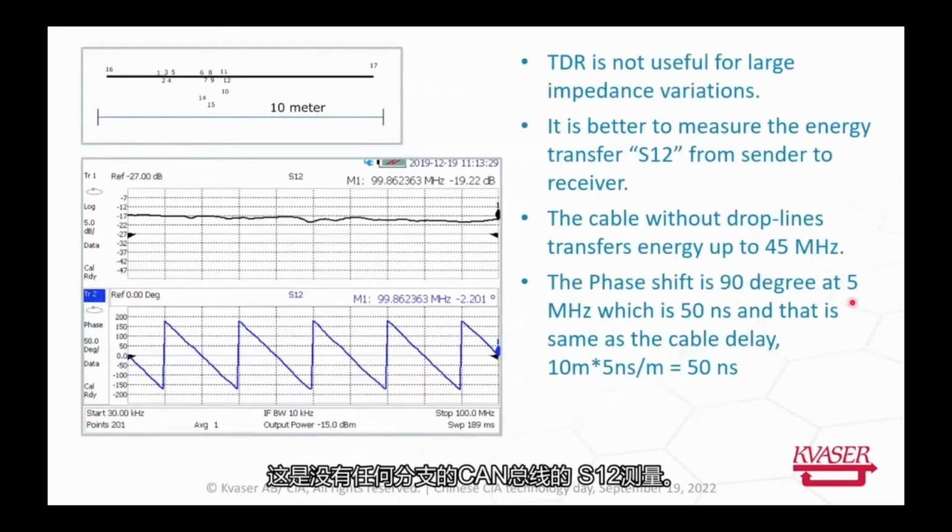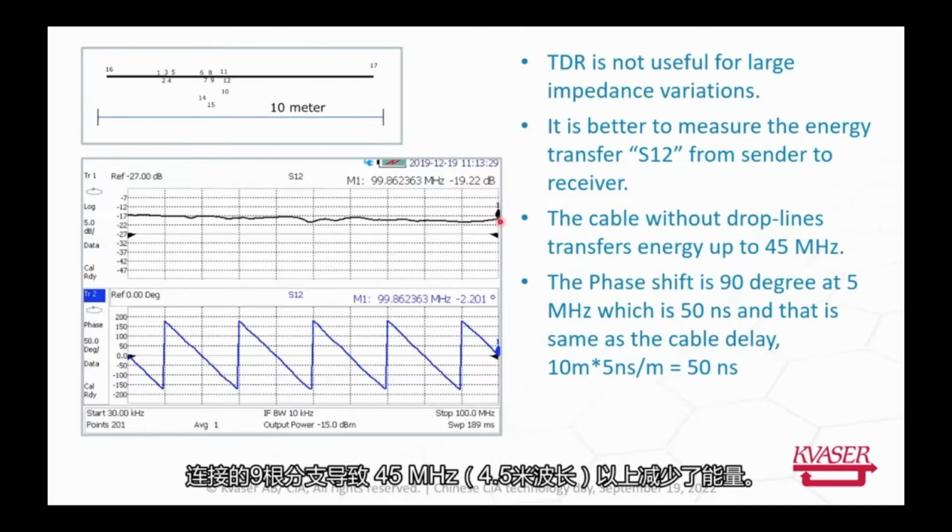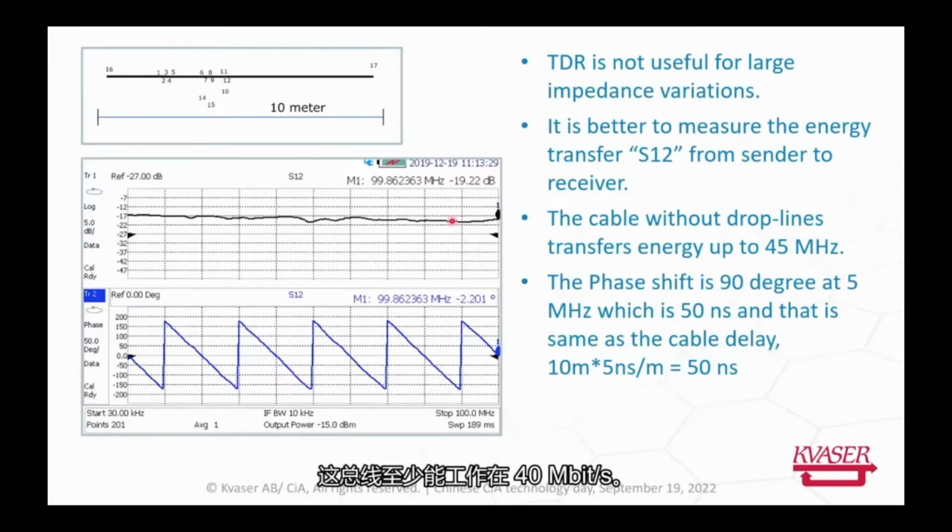This is an S12 measurement on the CAN bus with all drop lines removed. S12 measures the amount of transmitted energy that will reach the receiver. The top graph shows the energy level in the signal from 0 to 100 MHz. The 9 drop line connection points reduce the energy above 45 MHz, which is a 4.5 meter wavelength. This bus would work to at least 40 megabits per second.